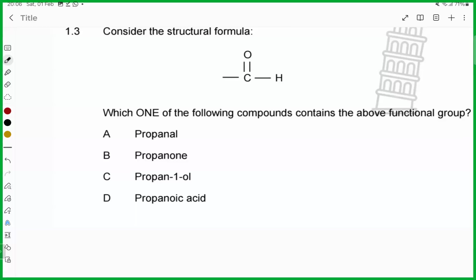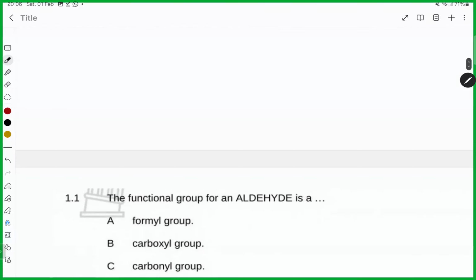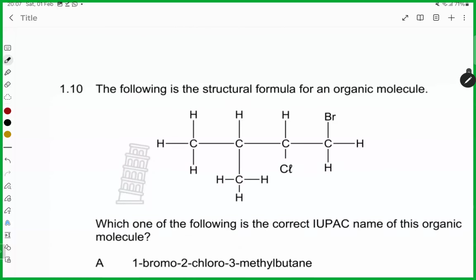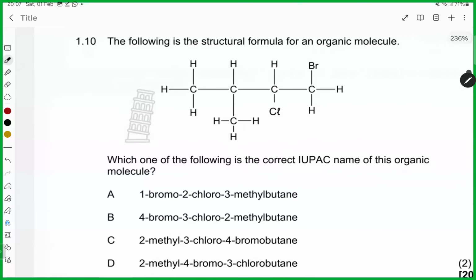A. Propanal. That's an aldehyde. Don't scream it out, the guy who actually just gave the answer, you don't say anything now. What is the name of the functional group of an aldehyde? We discussed this in detail on Friday. A. Correct. Another one of your favorites.